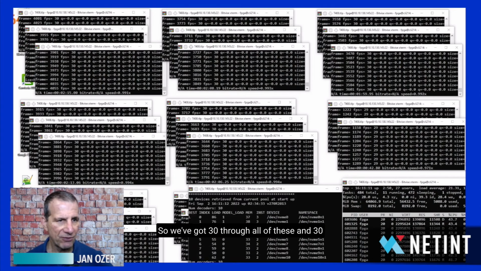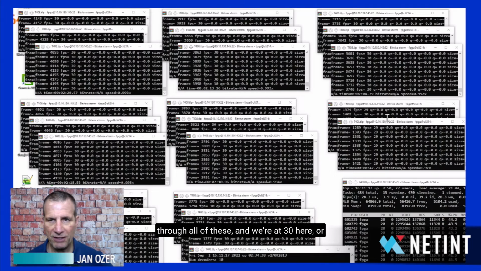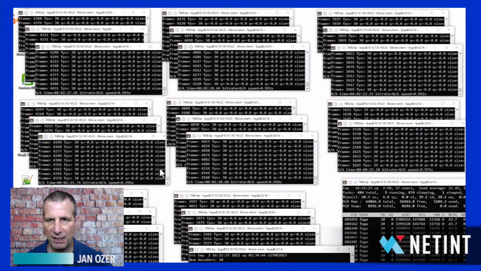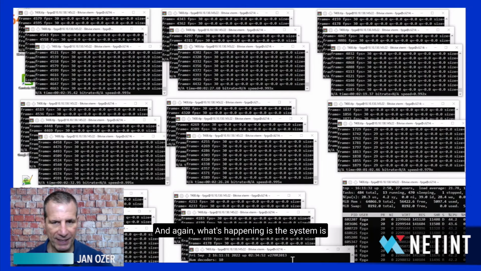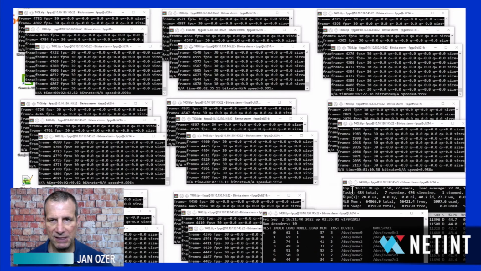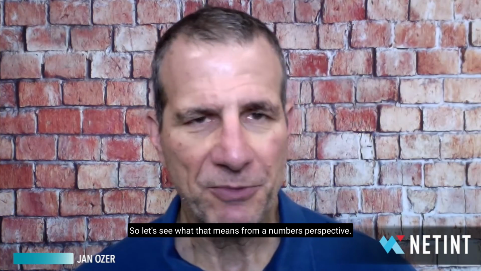So we've got 30 through all of these, and 30 through all of these, and we're at 30 here, or we're teasing with 30, coming back and forth. Again, what's happening is the system is load balancing among all of the individual encoders and decoders. And now we're seeing 30 frames per second on all 23 encoding ladders.